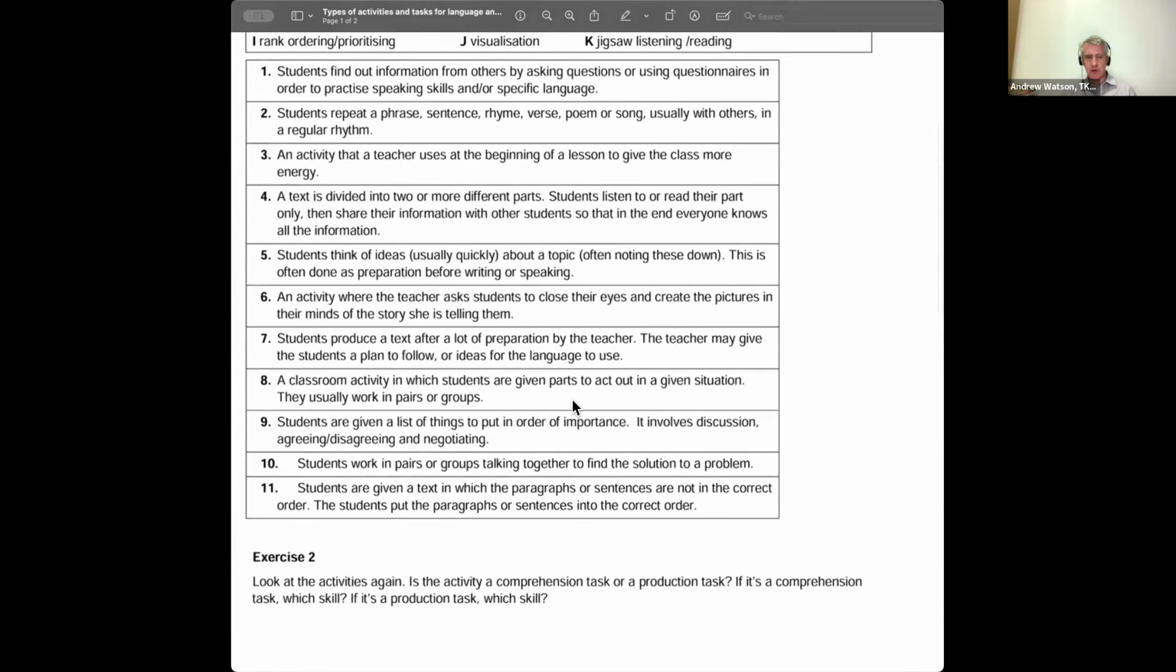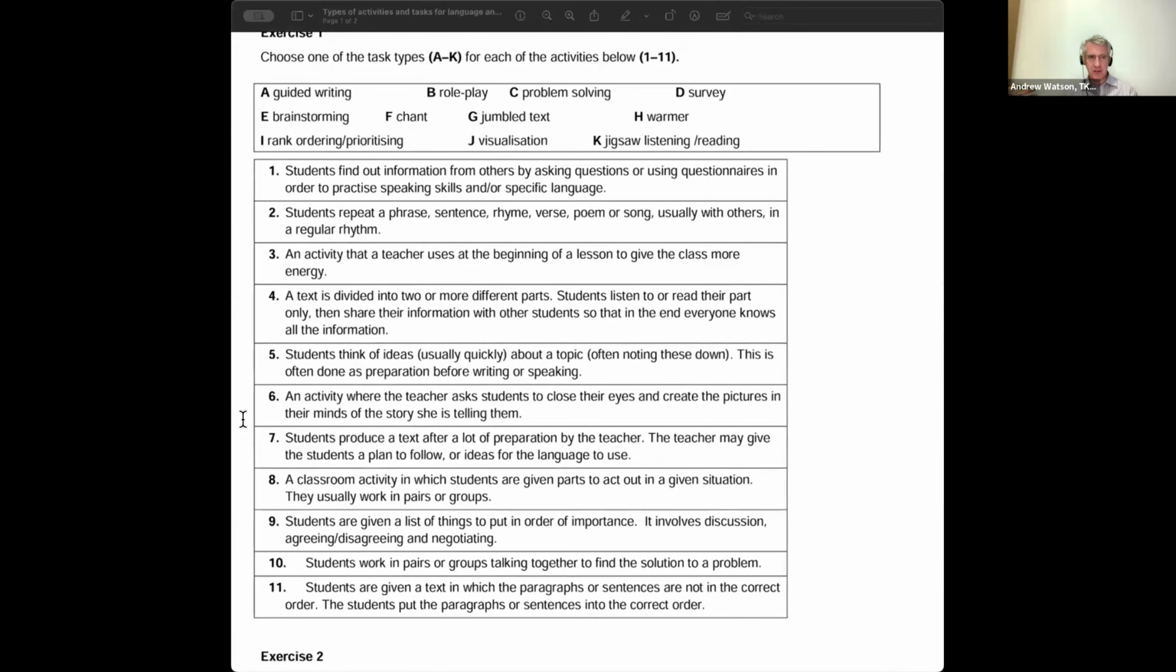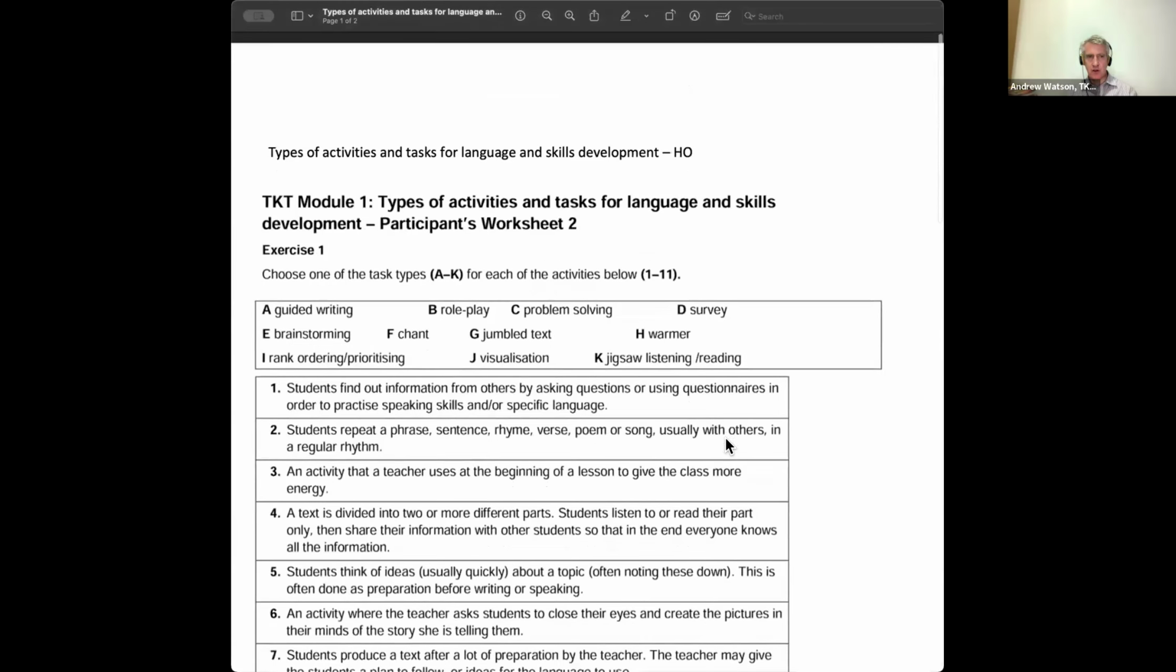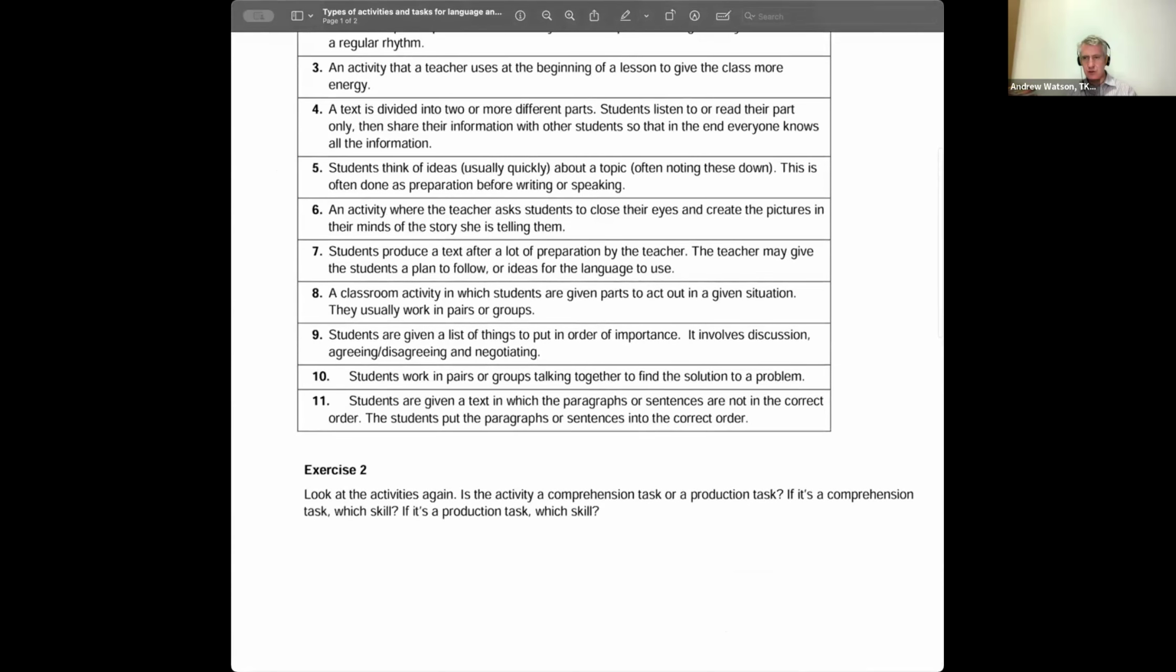All right, so I'm going to put you into breakout rooms for a whole 10 minutes for this one. Any questions before you start? So I'd like you to do exercise one and exercise two together. I'd like you to have one person report back to the group on the answers.